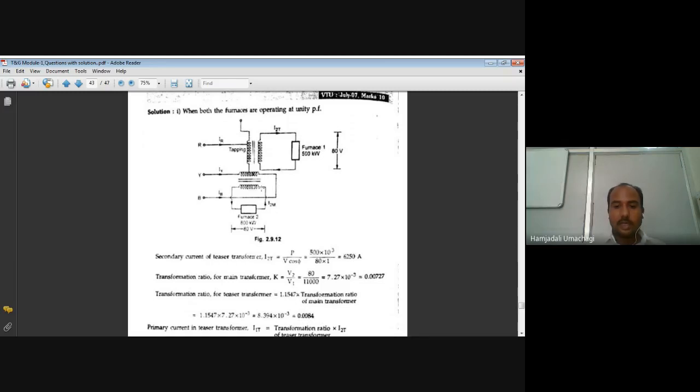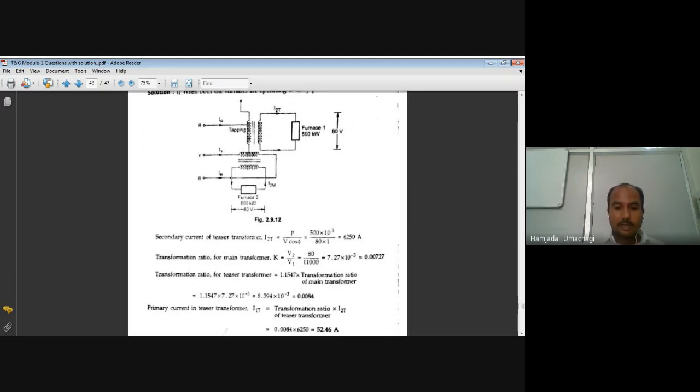Now let us calculate the transformation ratio of the main transformer. Transformation ratio of the main transformer KMT is equal to V2 by V1. V2, the output voltage, is 80 volts, and V1, the input voltage, is 11 kV, that is 11,000. 80 by 11,000 is 0.00727.